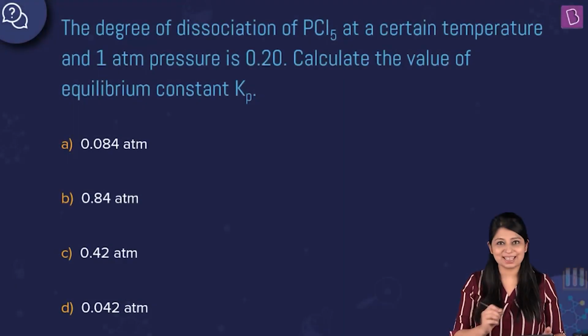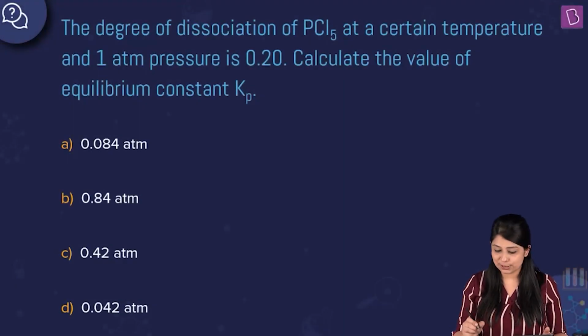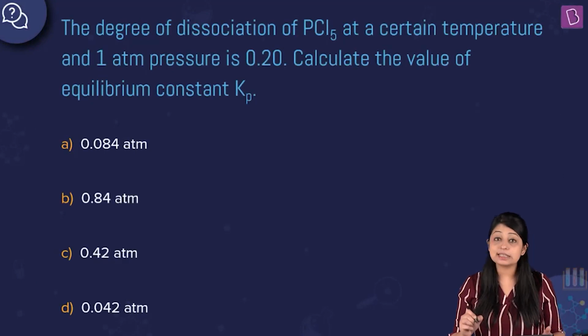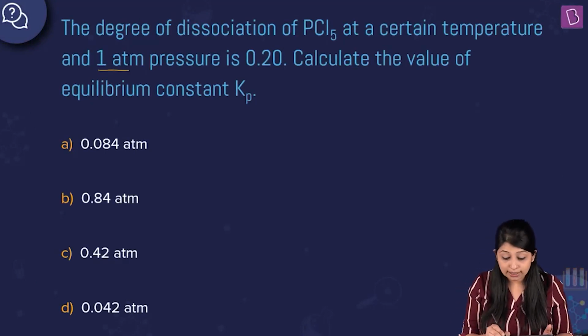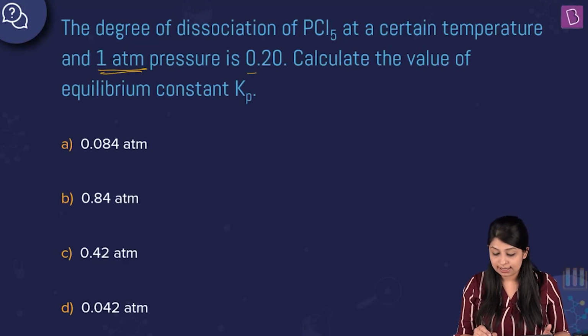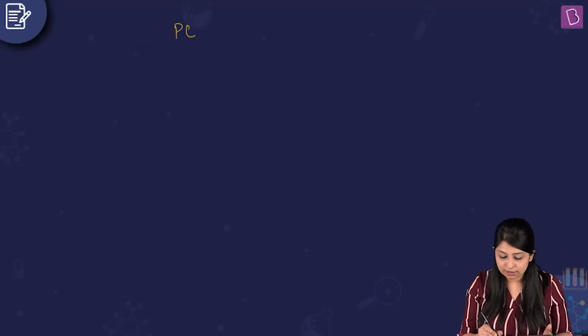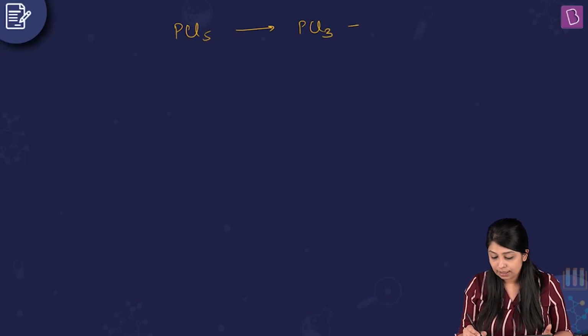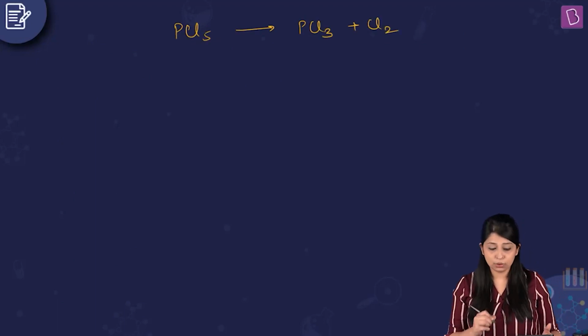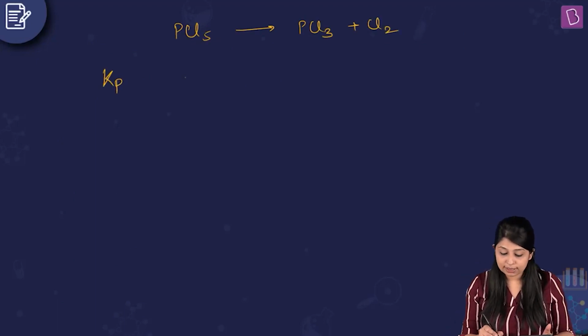Let's have a look at this question. The degree of dissociation of PCl5 at a certain temperature and 1 atmosphere pressure is 0.2. Calculate the value of equilibrium constant Kp. Okay, so what is the reaction? Well, PCl5 dissociates to give PCl3 plus Cl2. Okay, what would be the Kp for this reaction?